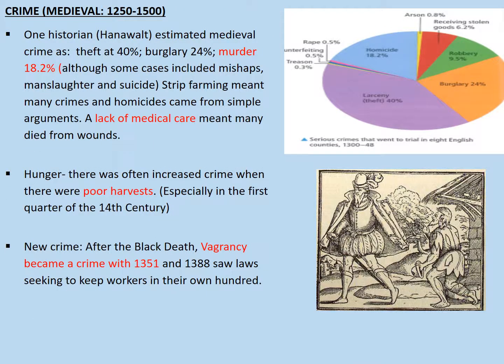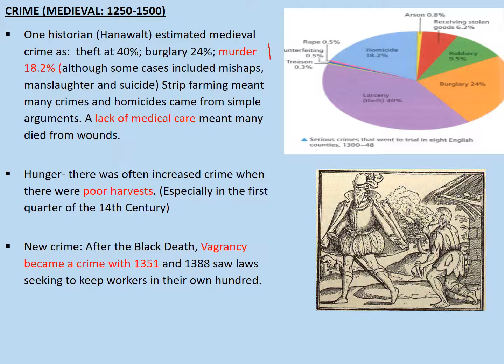Types of crime in medieval time. Well, the thing that stands out here is the high level of murder at 18.2%. It's a high level there, although we've got to remember this includes accidents, includes manslaughter, and includes suicide as well. Because of the nature of strip farming, where they're right next to each other with all those weapons, a fight can often break out, and because there's a lack of medical care, people often die of wounds.